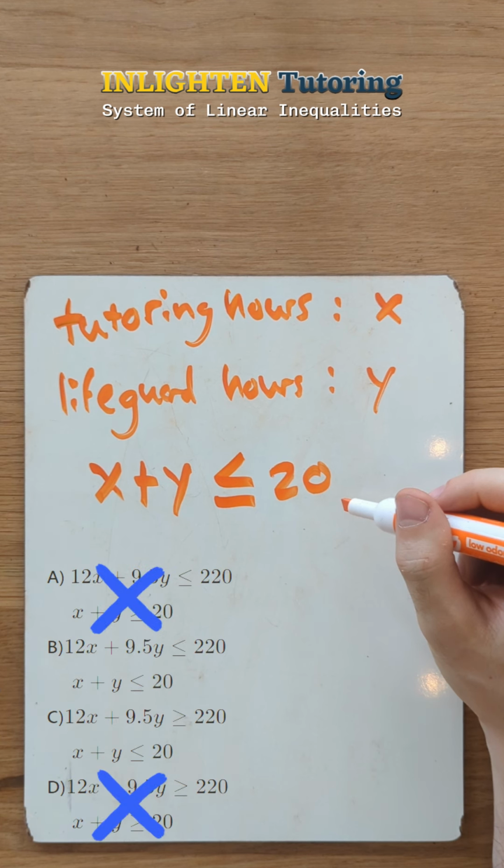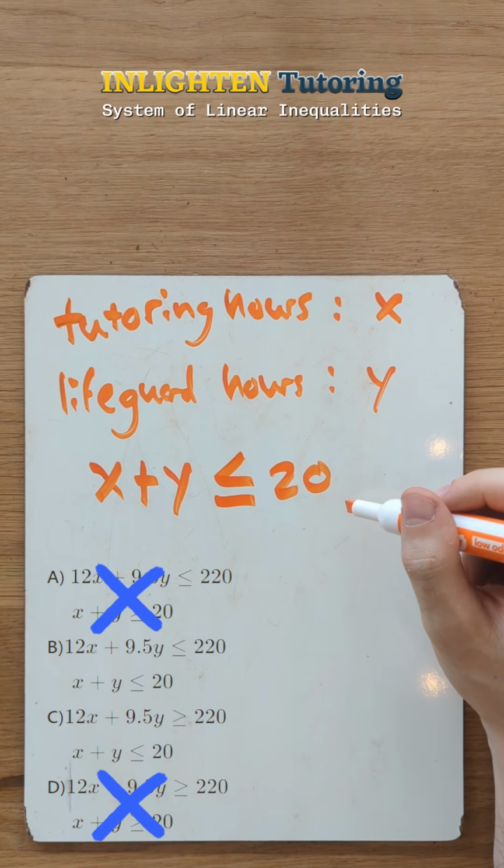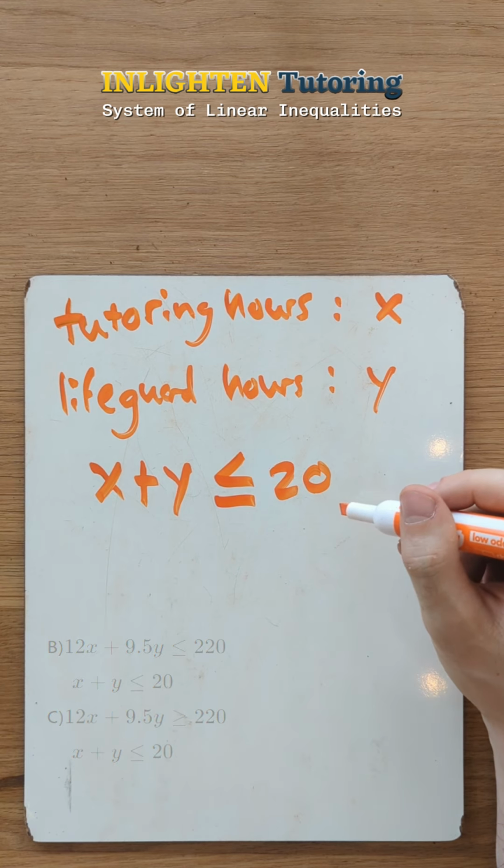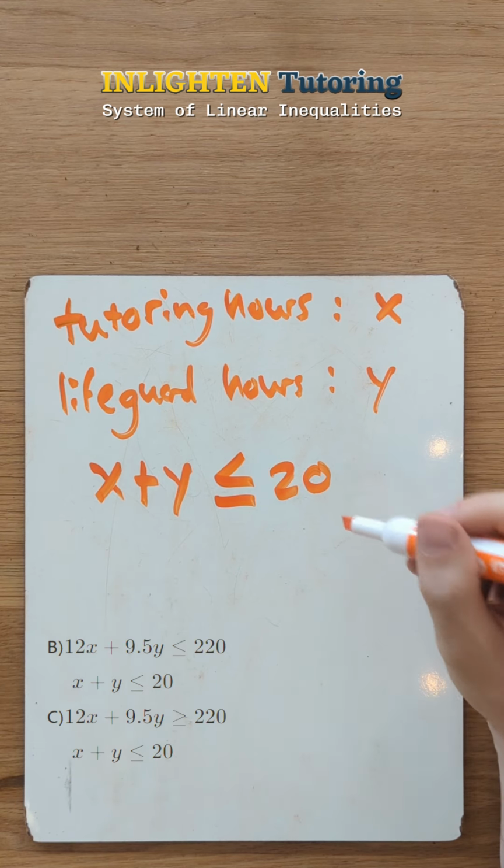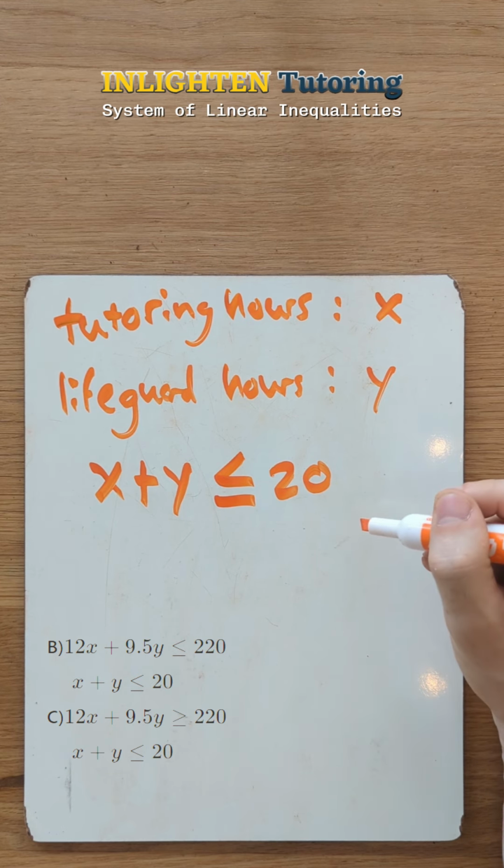Knowing that this is correct immediately rules out choice A and choice D. So already down to B and C. This is the second inequality listed in both of those choices, so that's good. Now let's look at that first inequality listed there.